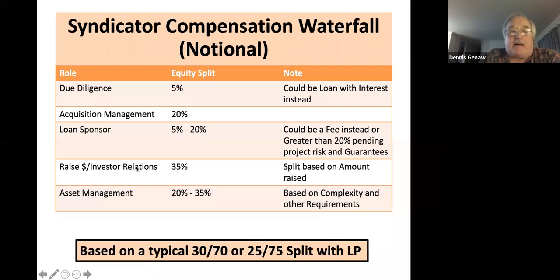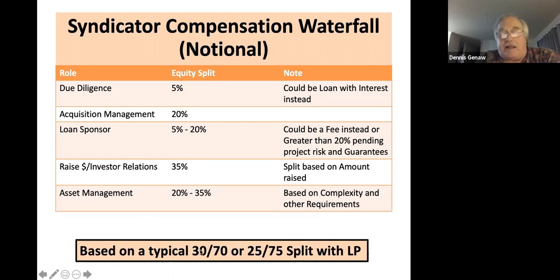People raising money and investor relations up to as high as 35%. I've seen it lower, and I've seen this go a little higher. And then the ongoing asset management piece, maybe 20 to 35% on that as well, because that's an ongoing issue and it involves travel. Now, what does all this come out of though?